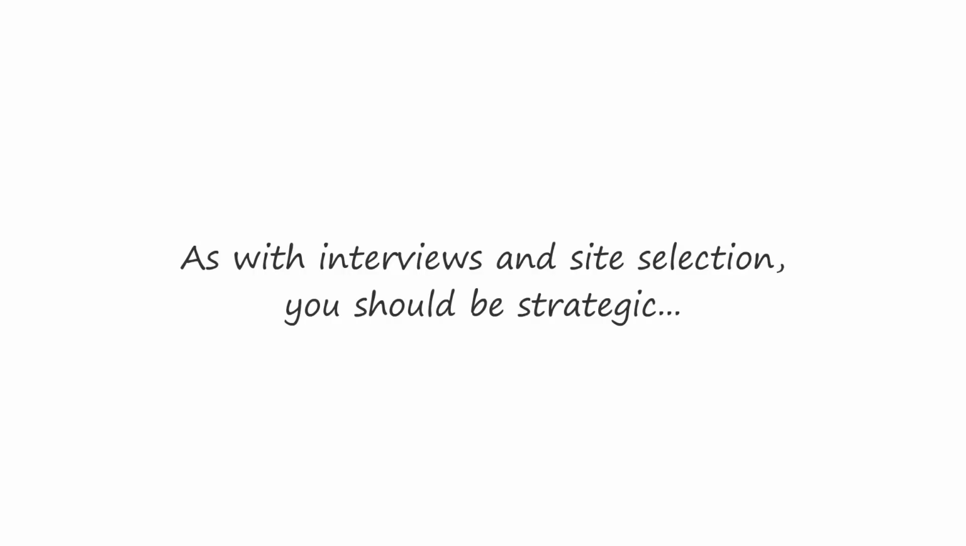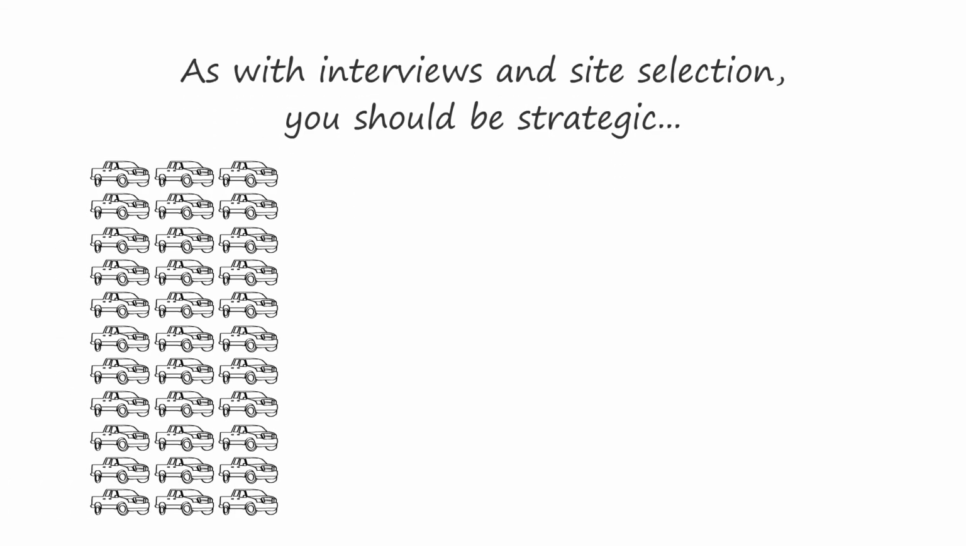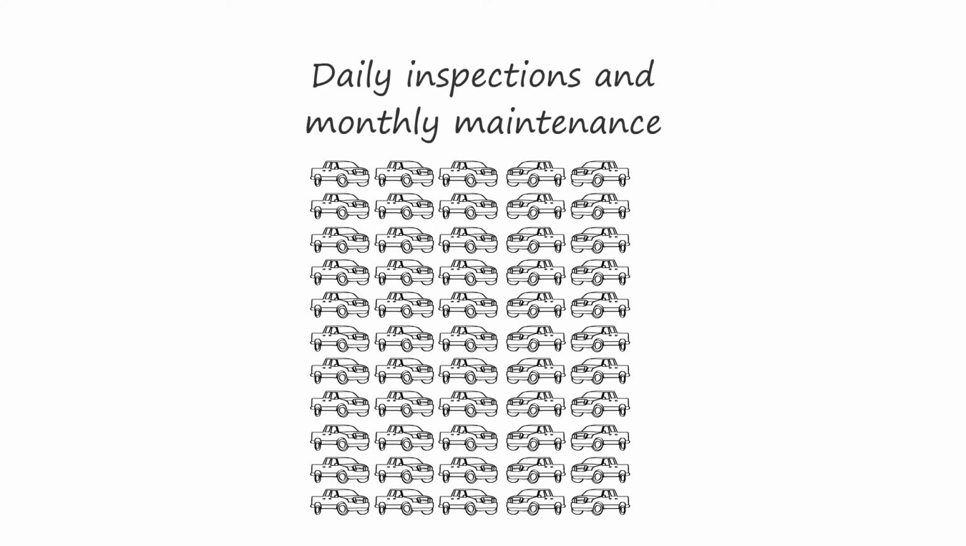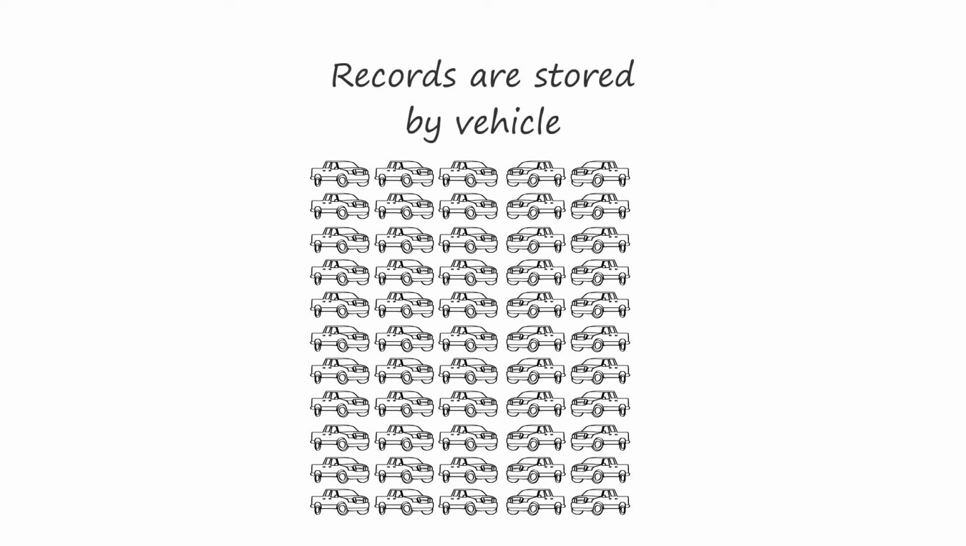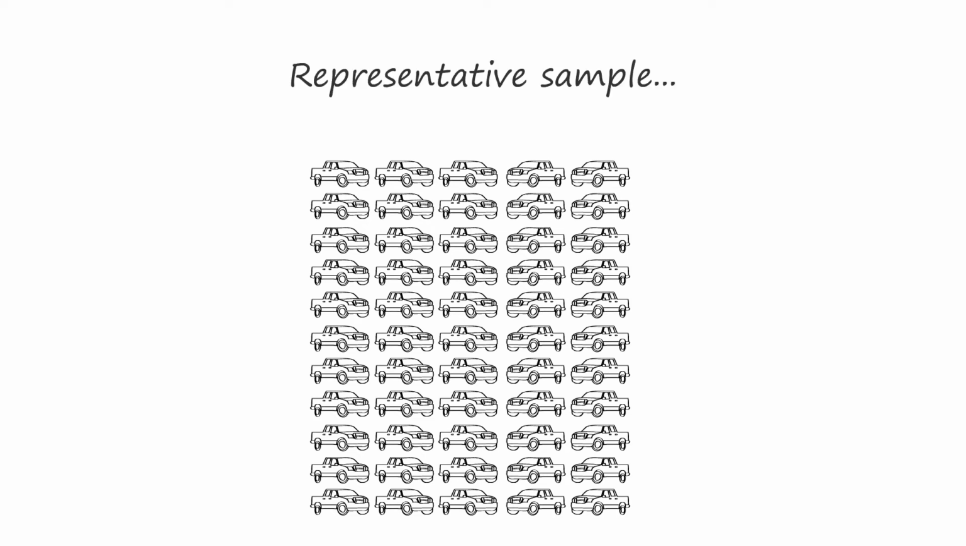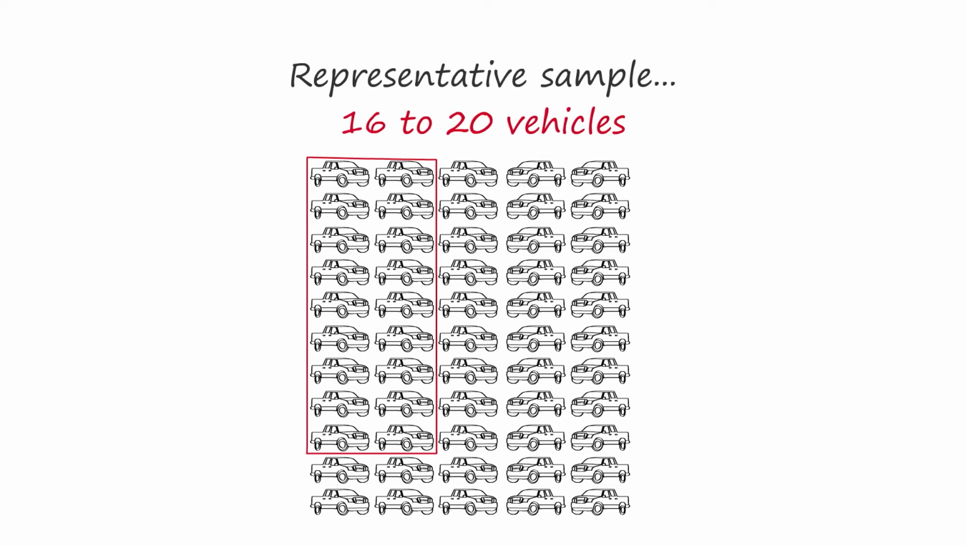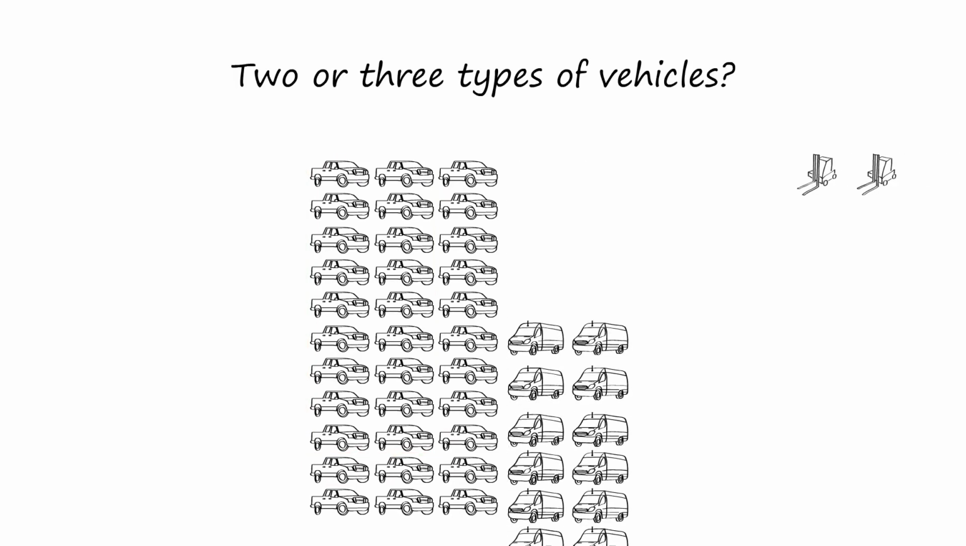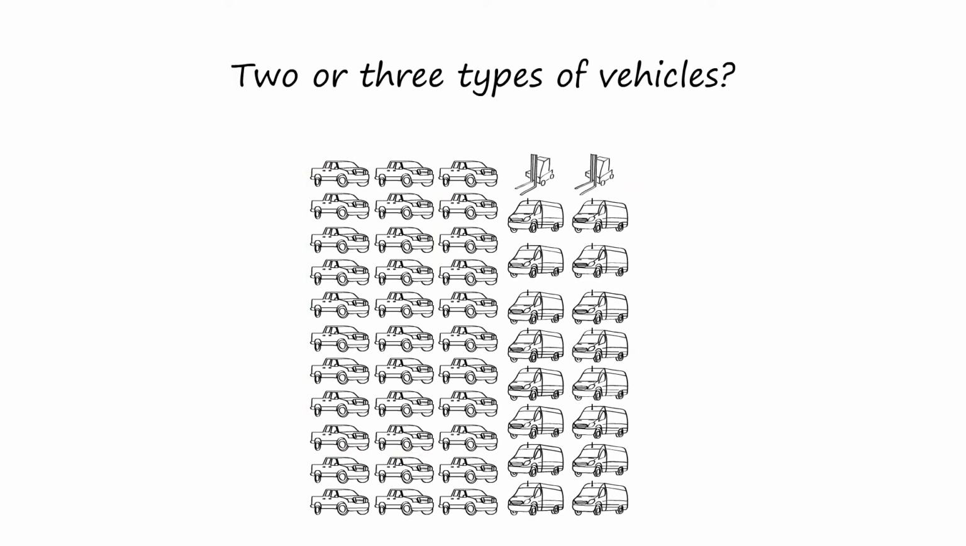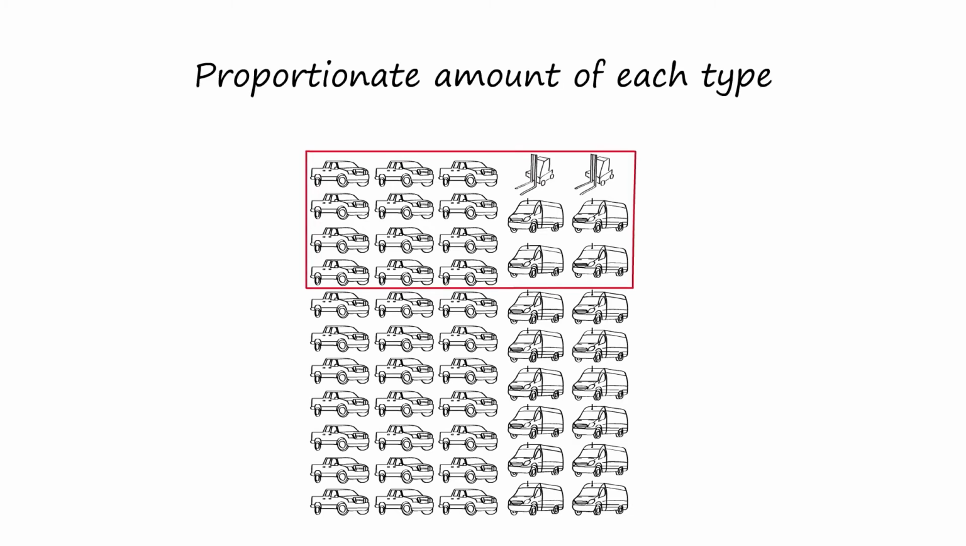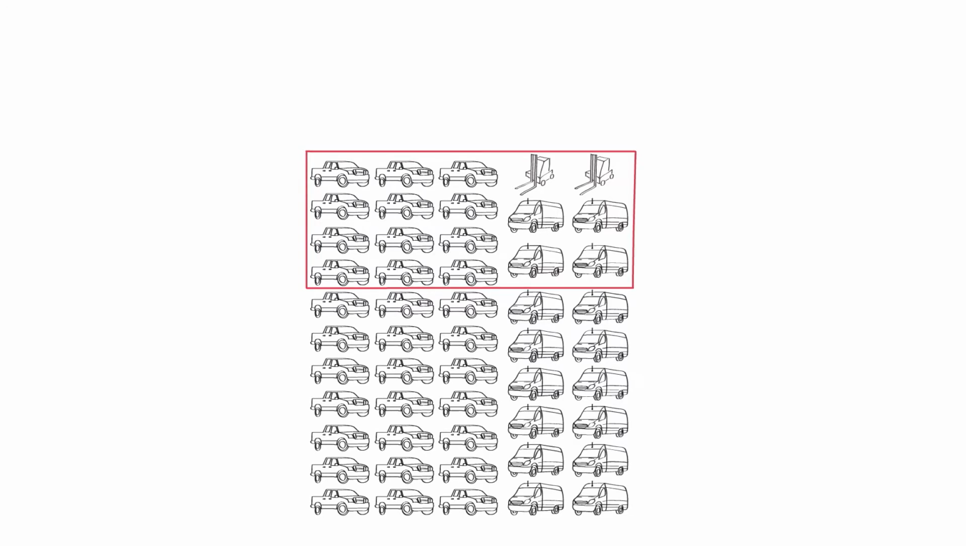As with interviews and site selection, you should be strategic. Suppose a company has 50 vehicles on which they're supposed to record daily inspections and monthly maintenance, and the records are stored by vehicle. To get a representative sample, you want to pick a reasonable number of vehicles to drill down on, say 16 to 20 of them. If they have 2 or 3 basic types of vehicles, you'd want to make sure your sample includes a proportionate amount of each.